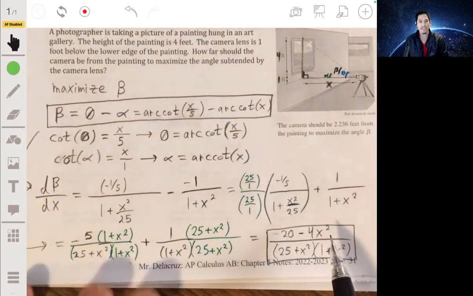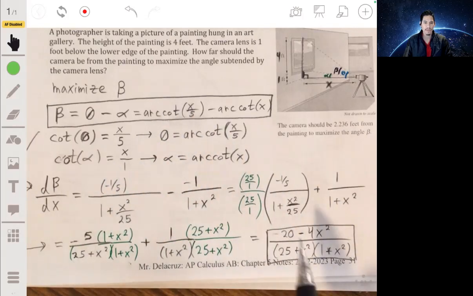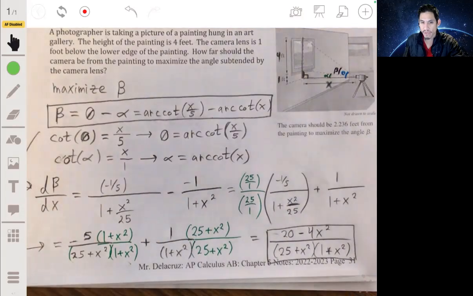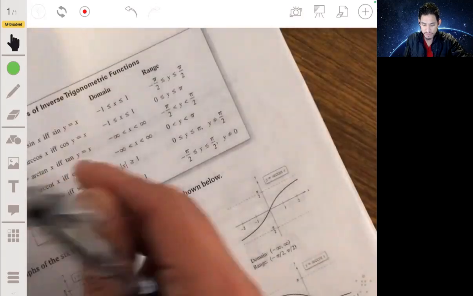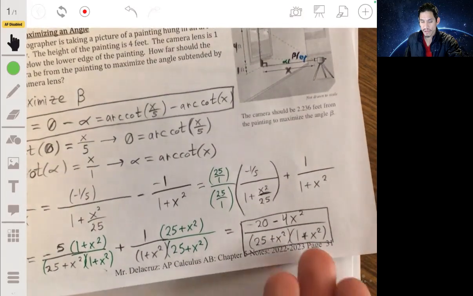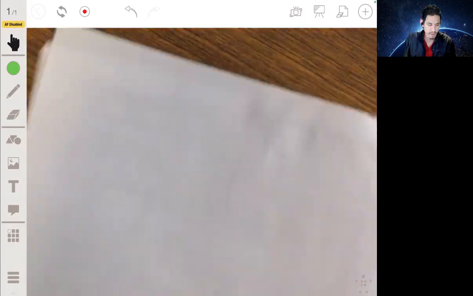Okay, so this is our equation for the derivative of beta. So since we're trying to maximize beta, we've got to find critical values of this and then see what's going on with the function before the critical value and after, to see that we can get a local max there. So we're going to set the top equal to 0, because the bottom's always going to be positive, so it's not going to be undefined anywhere on this domain at least.